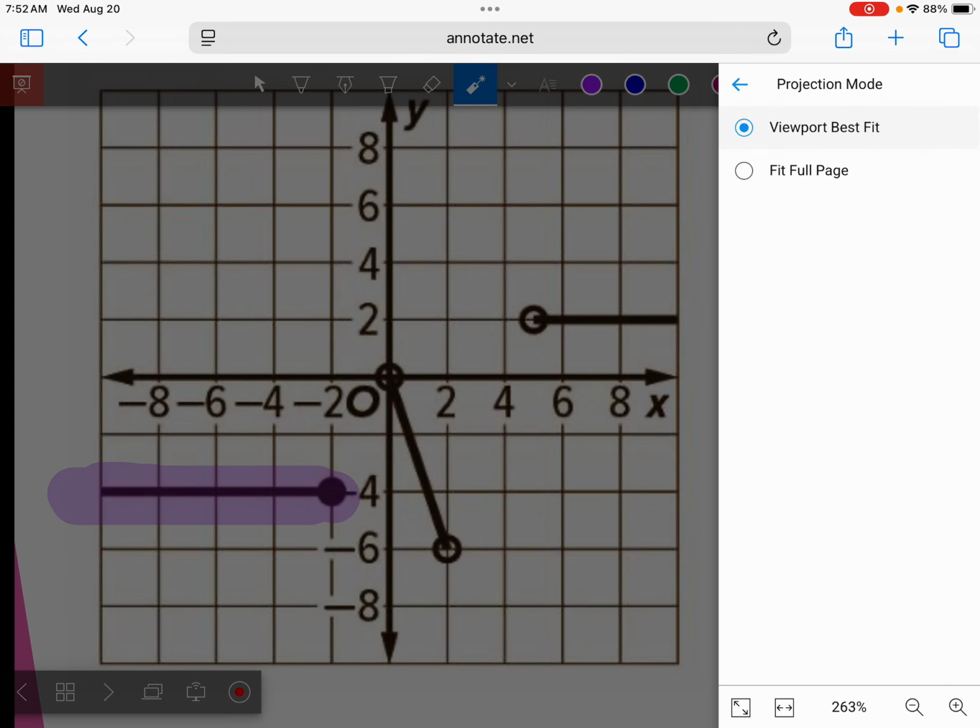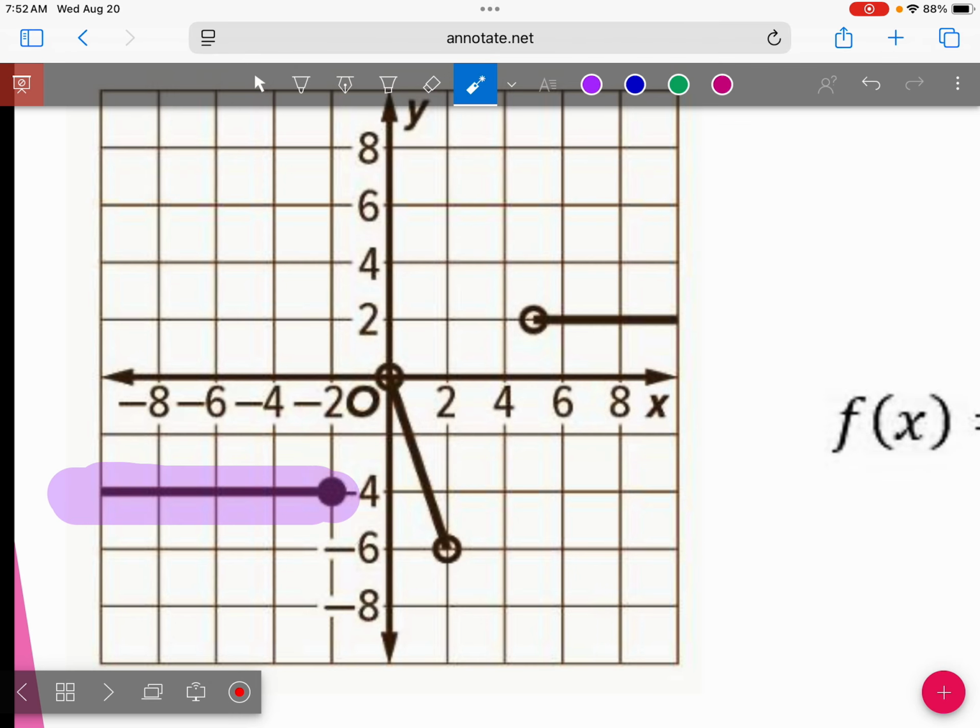I'm going to zoom in still so we can see clearer. What do we know about the x's? What is the biggest x we have on this piece? What is the smallest x we have on this piece? What is the biggest x on this piece? What's the biggest x here?